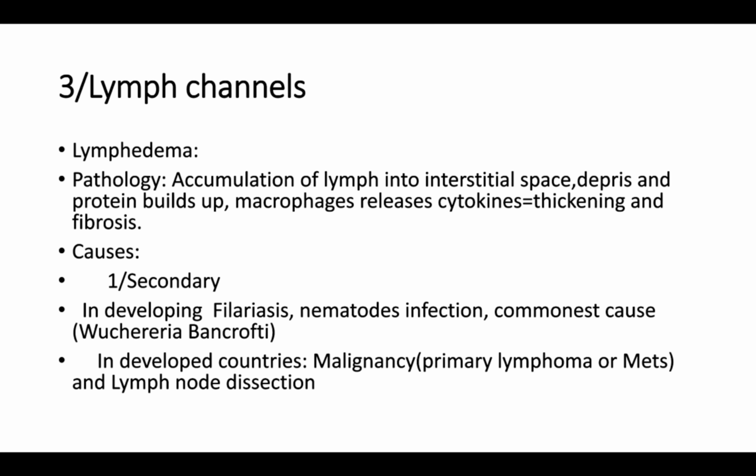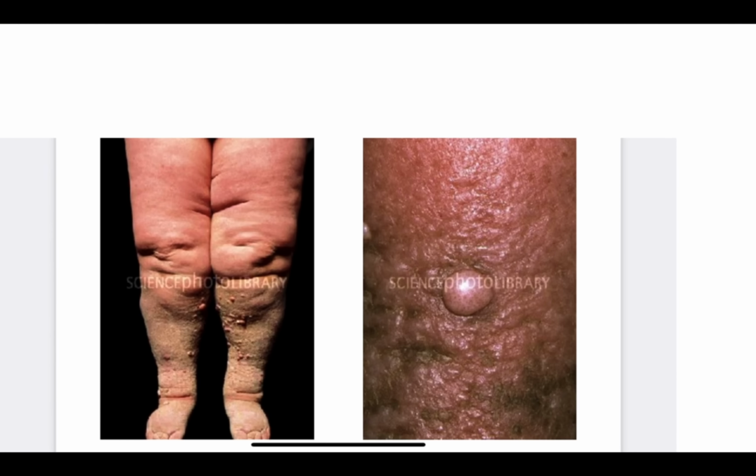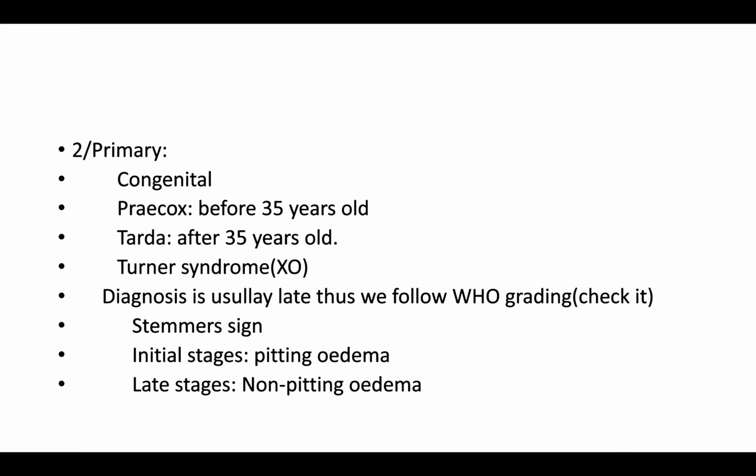The commonest cause is Wuchereria bancrofti. In developed countries, it's usually due to malignancy, primary lymphoma or mets, and lymph node dissection. This picture shows the lymphedema. The second type is primary lymphedema, usually congenital. We call it praecox before 35 years old, and lymphedema tarda after 35 years old, usually associated with Turner syndrome XO. Diagnosis is usually late, thus we follow the WHO grading.